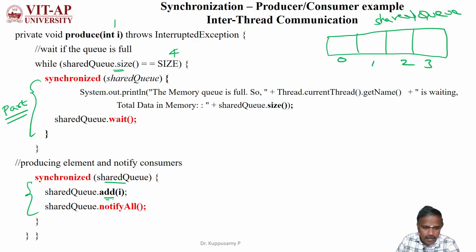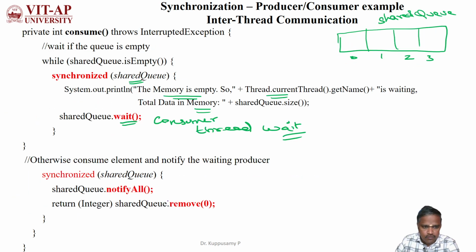Now the shared queue is passing to the synchronized block, the method we are using here. So adding into the shared queue, what is the I value? 1 is added into the shared queue, so 1 is added into the buffer. Then notify all, we are waking up the threads which are waiting. So which thread is waiting here? You look at that, the consumer thread is waiting. Okay, so now it is waking up.